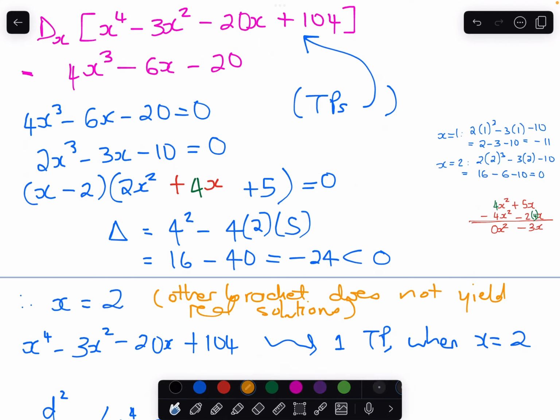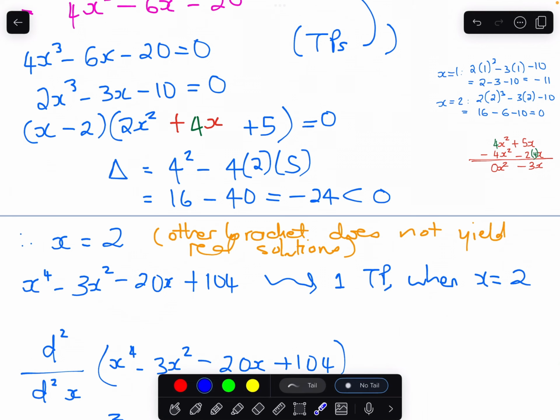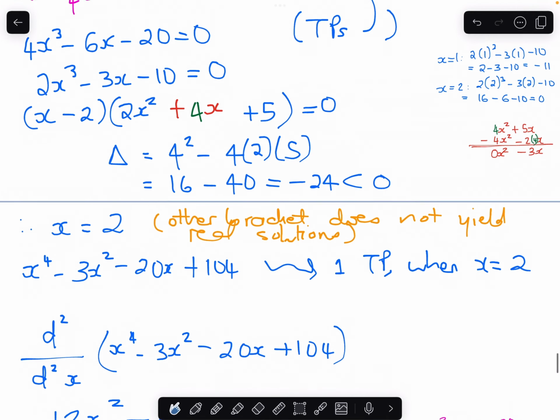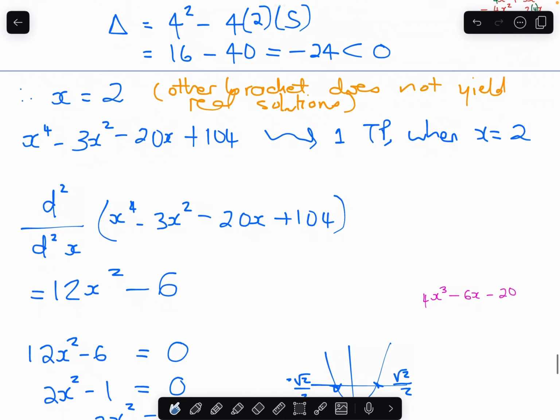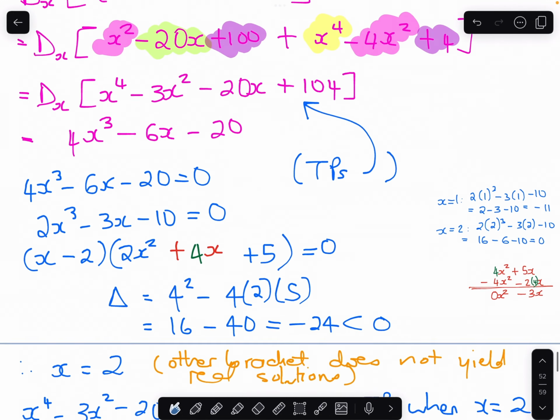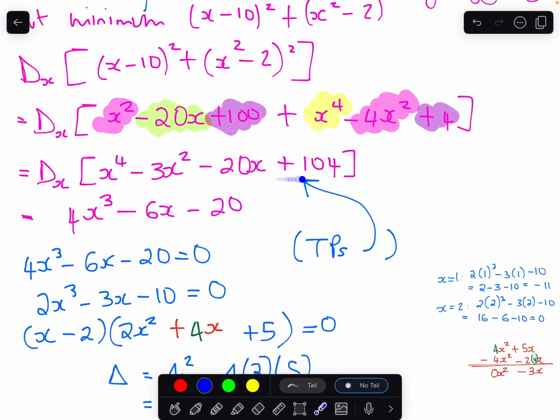Okay, right. So then, we established that there is in fact only one turning point, and it occurs when x is equal to 2. So then we just need to confirm that the turning point that occurs here is in fact a minimum turning point. I mean, the question suggests that it is, but always good to make sure. At this point, what would be sufficient would be to find the second derivative of this expression, and sub in x is equal to 2.